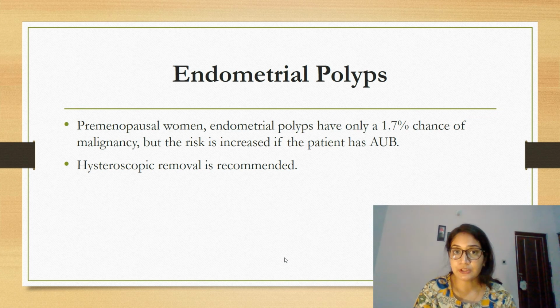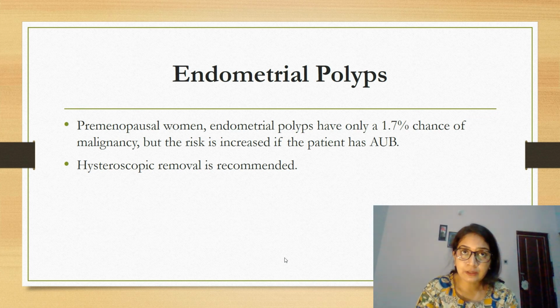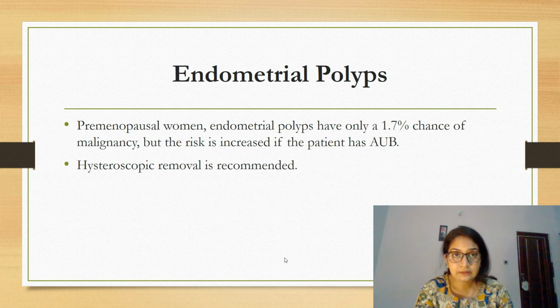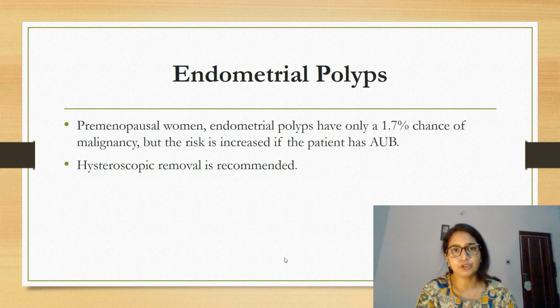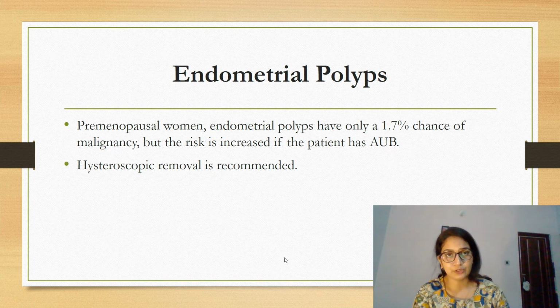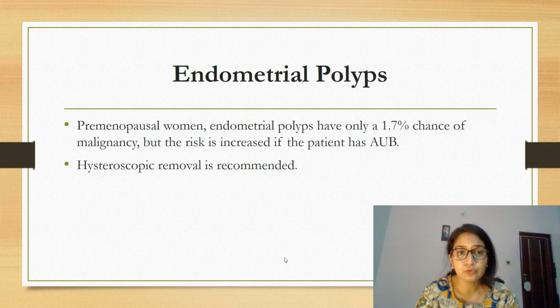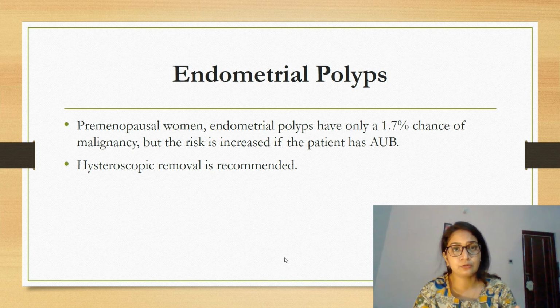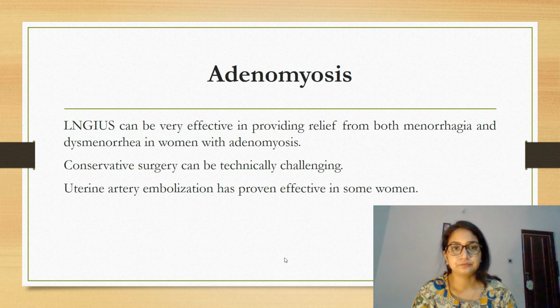So first of all, endometrial polyps. In premenopausal women, these are the women who are quite far from the menopausal age group, say around 38 to 42, 43 years, there is only a 1.7% chance of malignancy if they have a polyp inside the uterus. So usually when we do a hysteroscopy and see there is a polyp, we take it out and send it for biopsy.